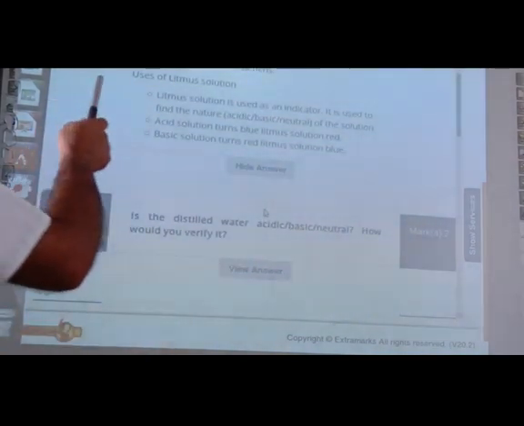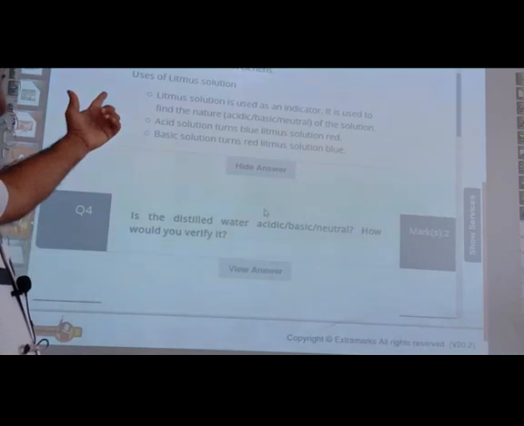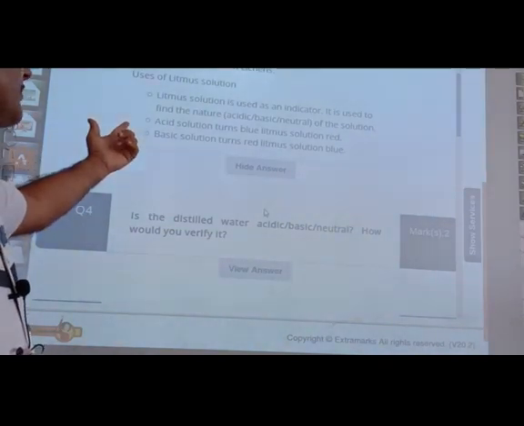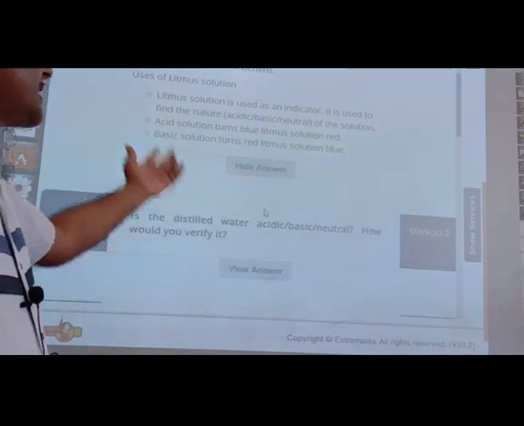Okay, just see, litmus is obtained from lichens. Uses of litmus: litmus solution is used as an indicator. It is used to find the nature of the solution. Acid solution turns blue litmus solution red, basic solution turns red litmus solution blue. So in one word you can write, they are used to distinguish between acids and bases. They are used as indicator.